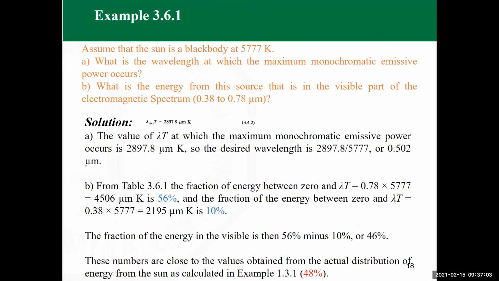Let's have this example to close with. The example is basically asking you to assume that the sun is a black body at 5,777 Kelvin. What is the wavelength where the maximum monochromatic emissive power occurs? And then what's the energy from this source that is in the visible part of the electromagnetic spectrum? This is exactly the same example that you had taken before in the heat transfer course in radiation, in the visible range, which is between 0.38 to 0.78 micrometer.